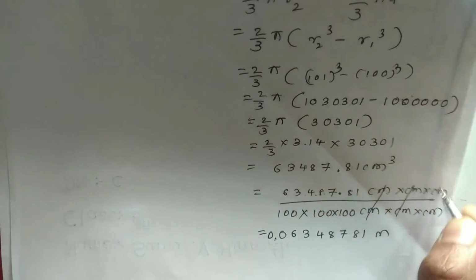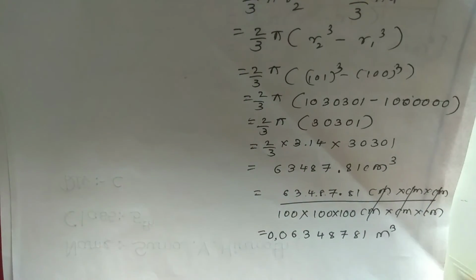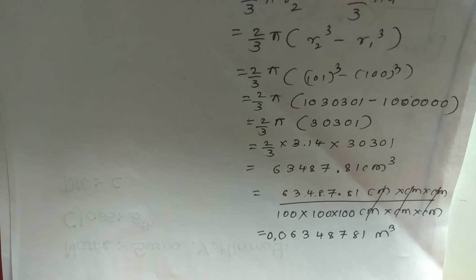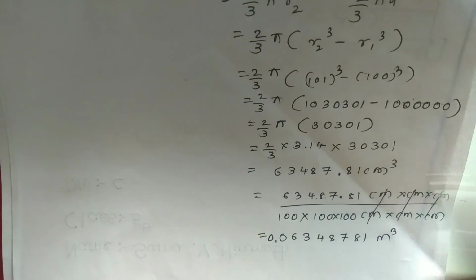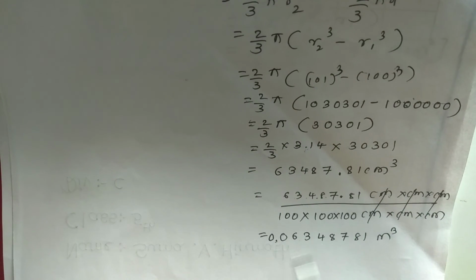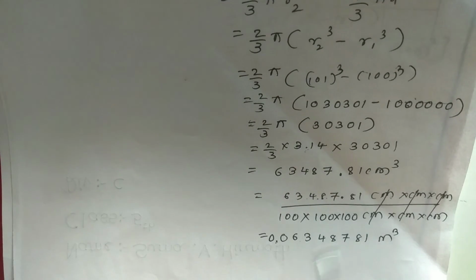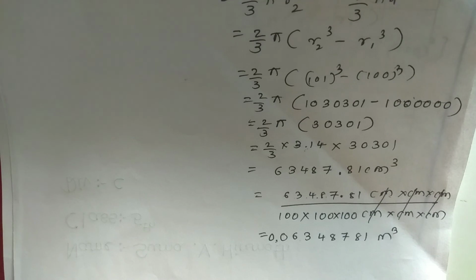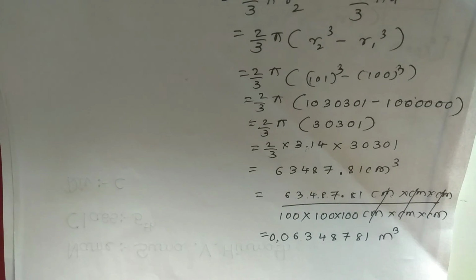So centimeter will get cancelled and it will be in meter cube. This is the approximate answer. You can take 22/7 here and you will get nearly this value only. So this is the volume of iron used to make the hemispherical bowl.